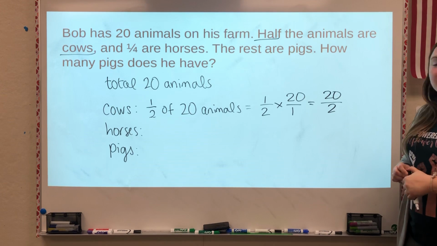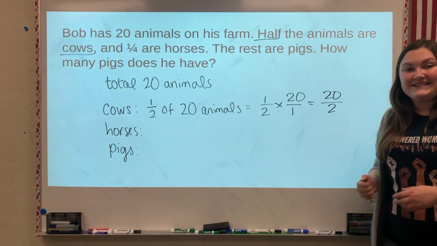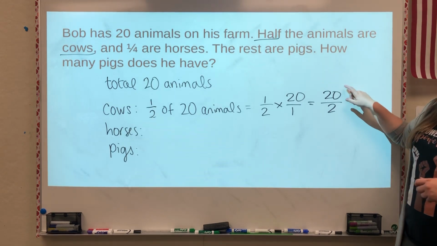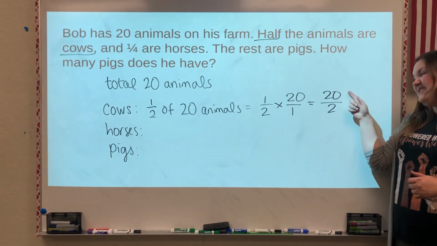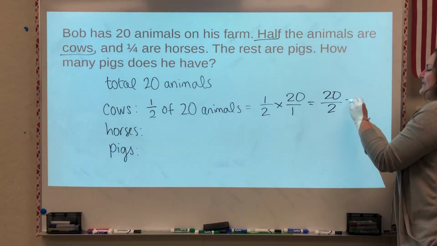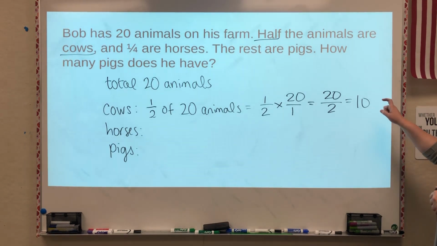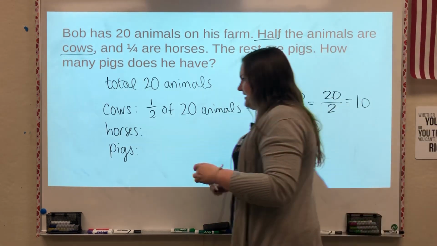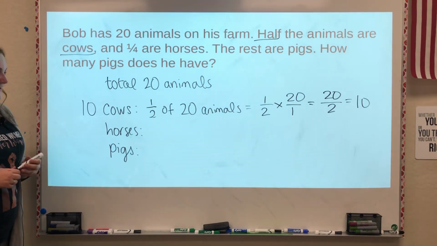When we go to simplify that, you can simplify by dividing like we did last time, or because my numerator is greater, I could check to see, can I just divide? This says 20 divided by 2. 20 divided by 2 gives me 10. So I have figured out that there are 10 cows. I'm going to come back and put that over here. We've got 10 cows. That's our first part.